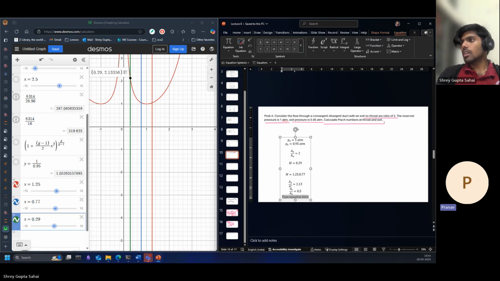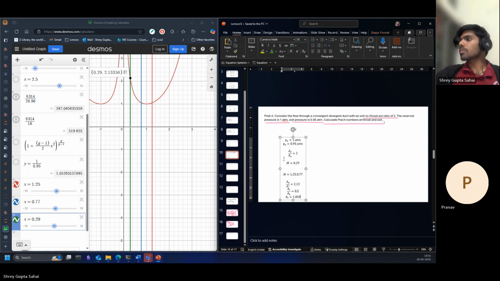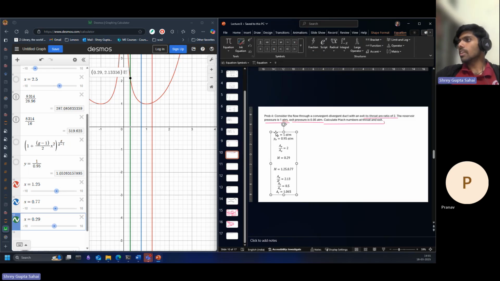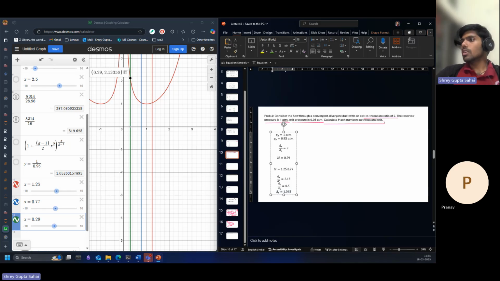You're following, right? So then AT can be calculated to be 1.085. This is what you will get. Actually, not 85. This will be what? 65, right? Now you've gotten the areas. Now you need to calculate the Mach number at the throat and the exit.